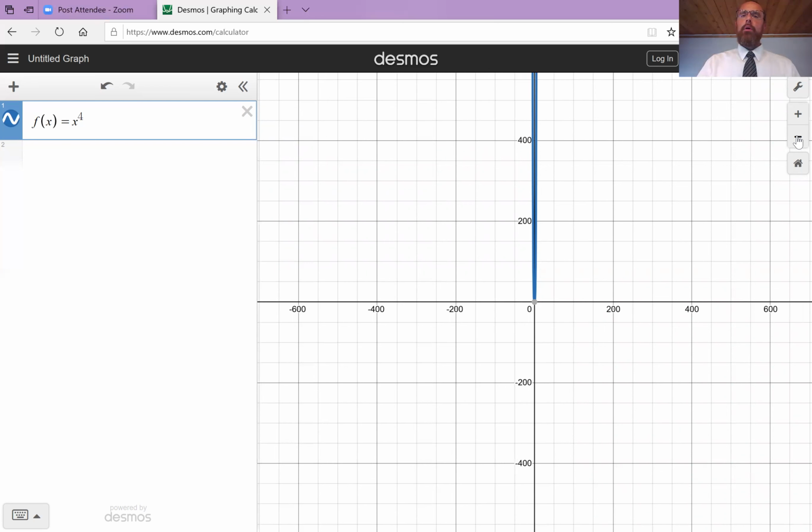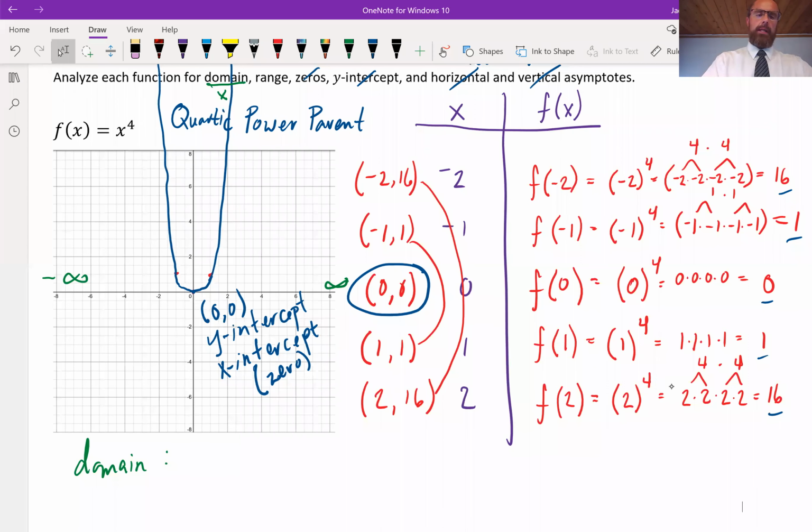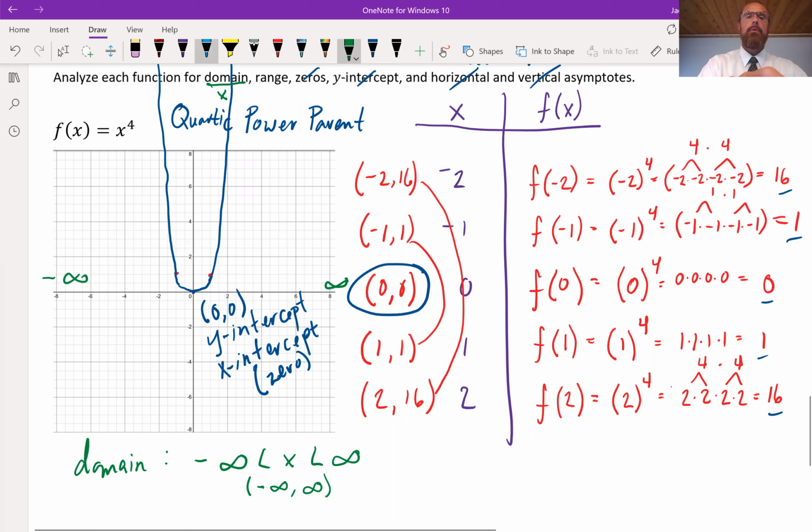So if we head back to our note screen where we're doing this analysis, what we would have to conclude is that even though it's a slow growth, the domain is negative infinity less than x less than positive infinity. Sometimes it takes a while to see that, especially when it looks like it's more vertical than horizontal. In interval notation, that's parentheses negative infinity, comma infinity. And the last thing for us, as always, is a description of the range. So that's the y, and that one's a little more easy to see than the domain for this quartic power parent.